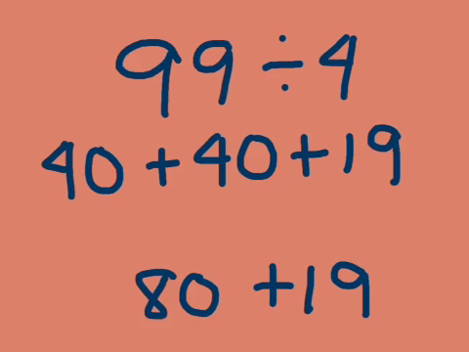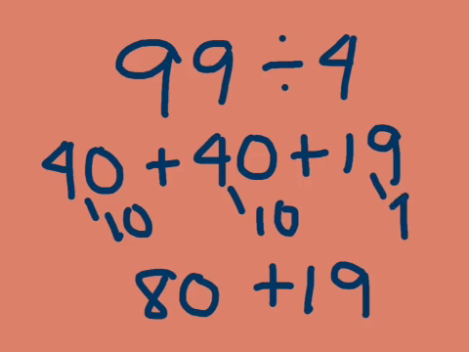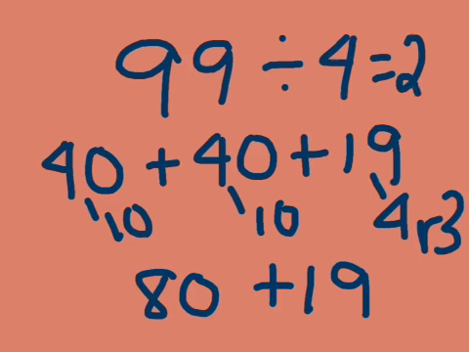So we've got 40 divided by 4. We've got 10 groups here, another 10 groups here, and then 19 divided by 4, that's going to be 4 groups of 4, which gives me 16, with a remainder of 3. So altogether we had 24 groups of 4, with a remainder of 3.